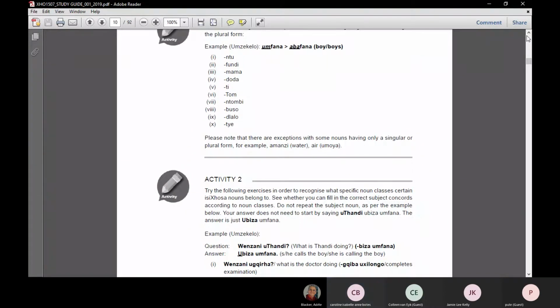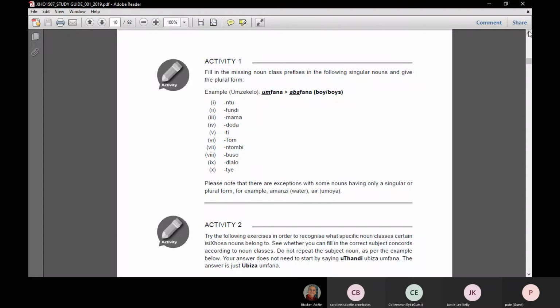Remember the instructions say fill in the missing noun class prefixes in the following singular nouns. These are all singular, and then give the plural form. So singular is umfundi, a learner. Plural, abafundi, learners. So the prefix for mama, singular. Umama, yes. What's the plural for umama? Oomama. That's correct.